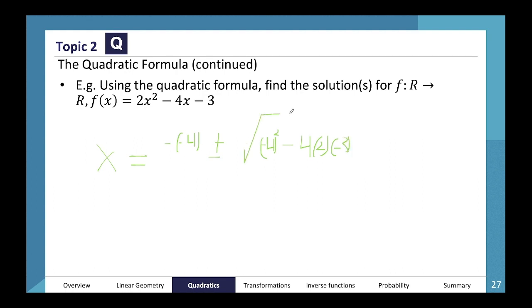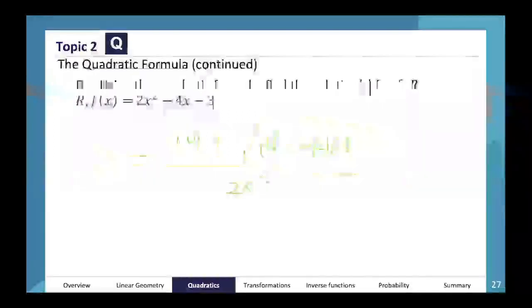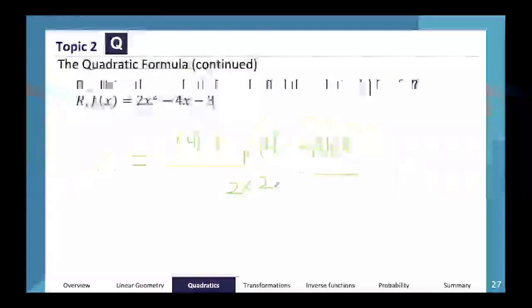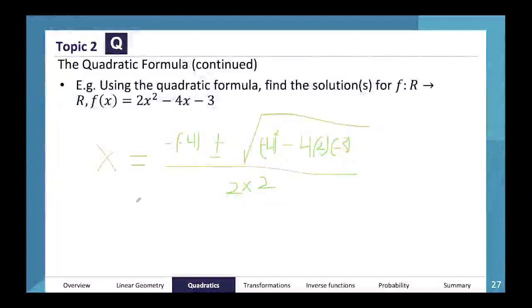And all of this here is under a square root, divided by 2 times 2. So if you got here, good stuff. You plugged everything into the formula correctly. Everything from now is just a bit of crunching numbers, really, and making sure you don't make any silly mistakes.